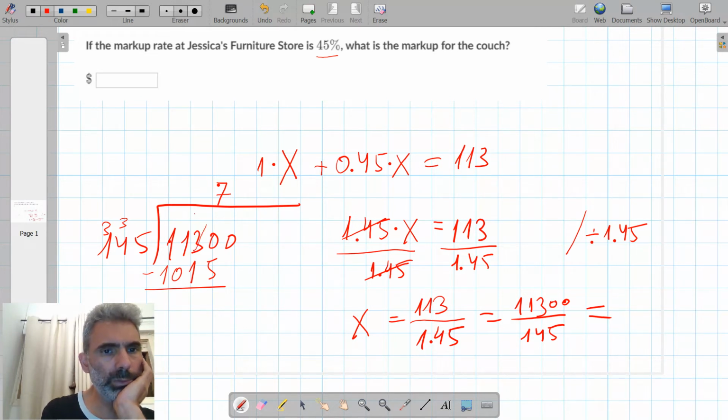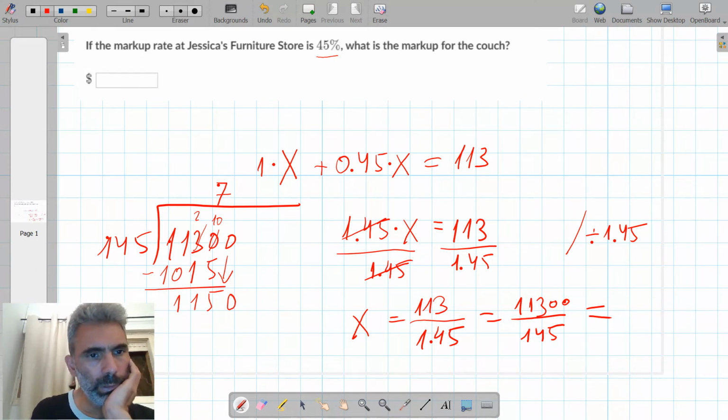Okay, so this becomes 2 and this becomes 10. 10 minus 5 is 5. 2 minus 1 is 1. 1 minus 0 is 1 and 1 minus 1 is nothing. Okay. So now, bring down the 0. How many times does 145 go into 1150?